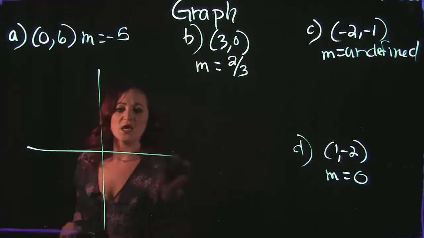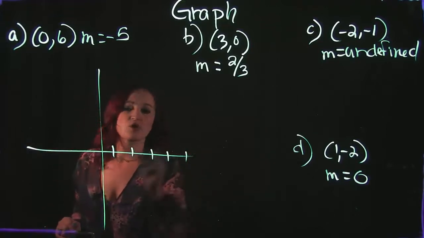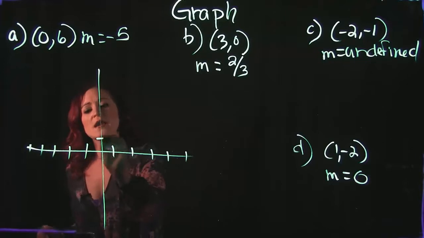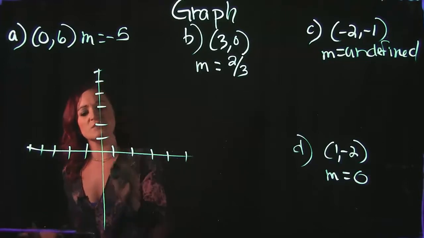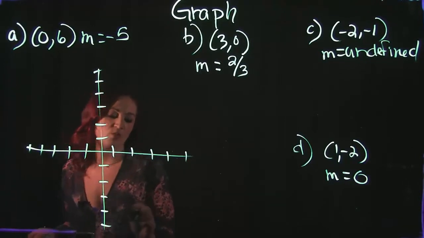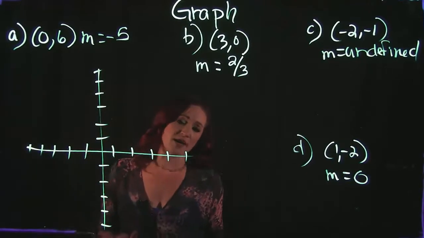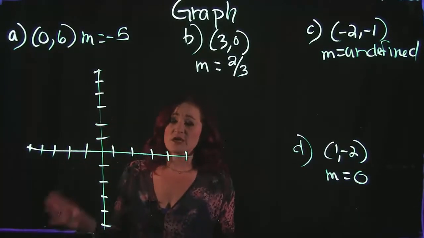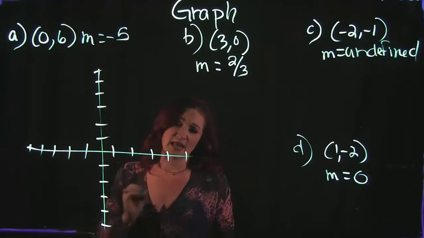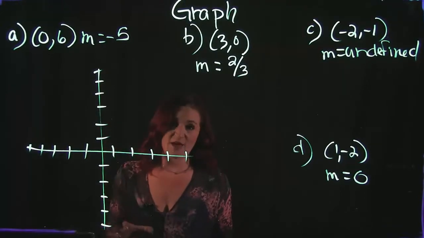So I'm going to focus on drawing my graph right over here. And as I'm doing that, when it comes to graphing when you're given a point and a slope, always start by plotting your point first. If you're given a point, you know for sure that that point lies on your graph. Start by plotting that point.